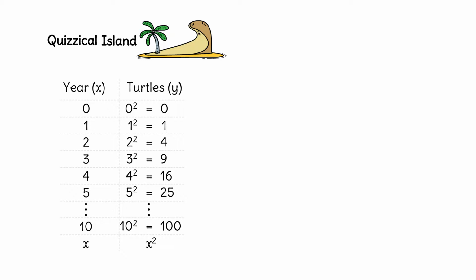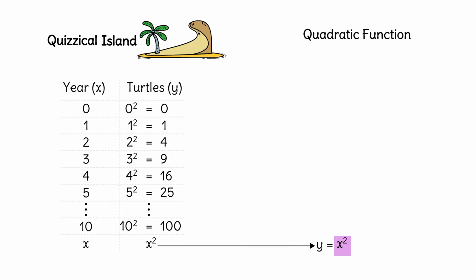X squared. Y equals x squared is a quadratic function. Y is the number of turtles after x years. We initially recognize a quadratic function by the x squared term. More generally, a quadratic can always be written in the form y equals ax squared plus bx plus c.